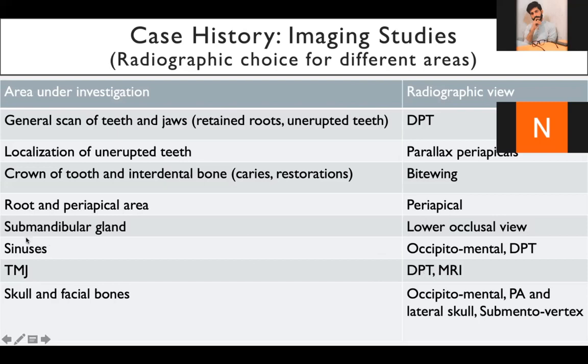Sinuses, okay, this is important for the sinuses, because it's related. For example, if a patient has recurrence of sinusitis, we can do an occipito-mental radiograph. And for the temporomandibular joint, we do DPT and MRI. Skull and facial bones, we also go for occipito-mental. So for skull and facial bones and sinuses, we go for the occipito-mental view. You remember as much as you can.